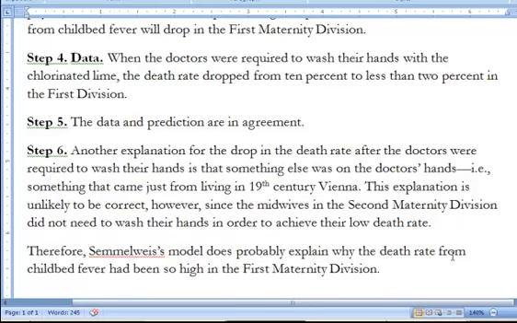Okay, so therefore Semmelweis' model probably does fit the real world. It probably does explain why the death rate from childbed fever was or had been so high in the first maternity division.